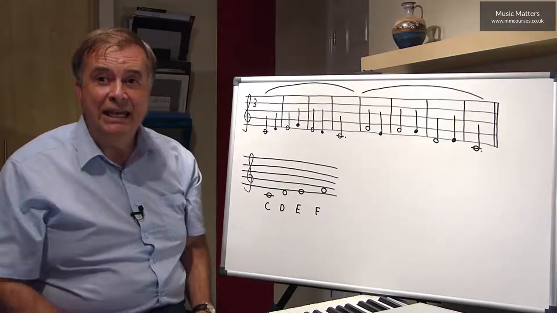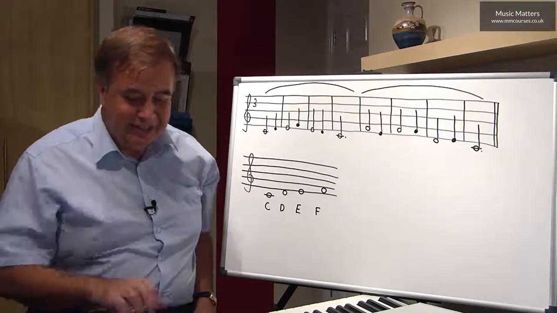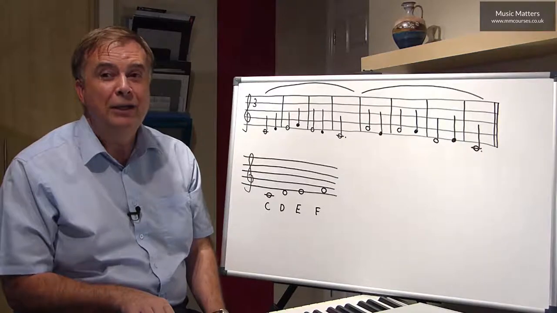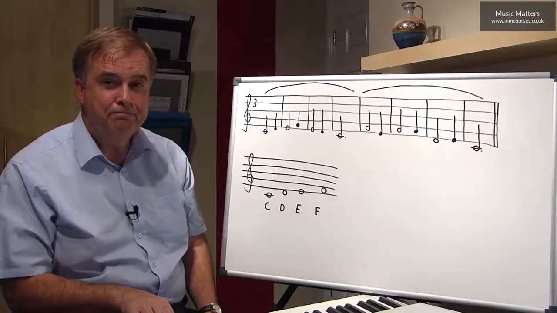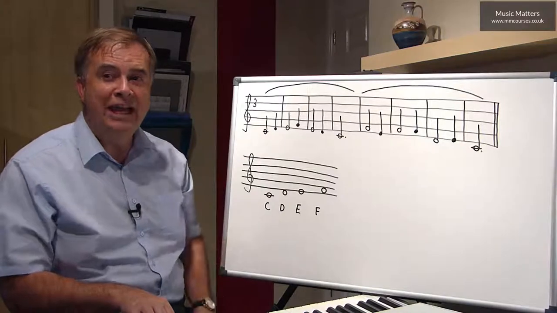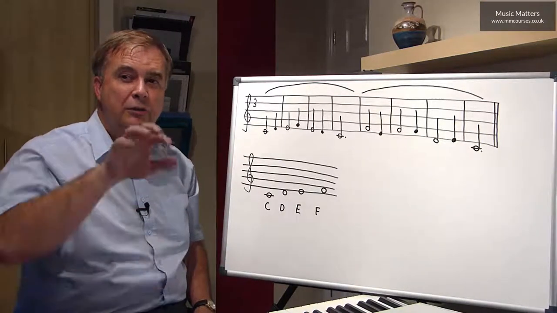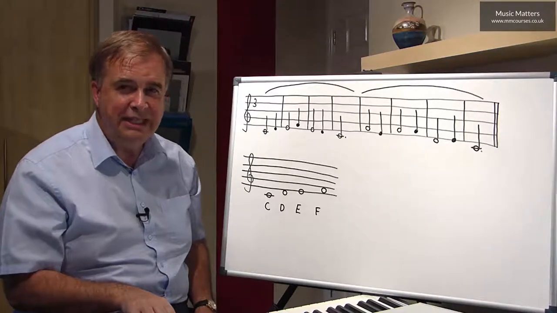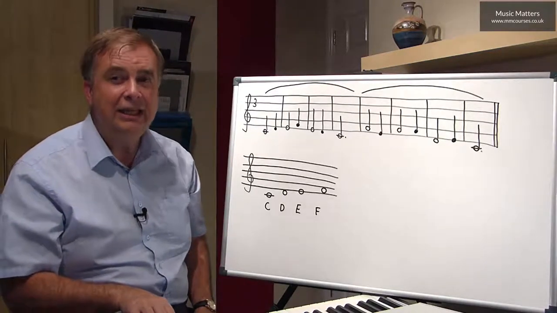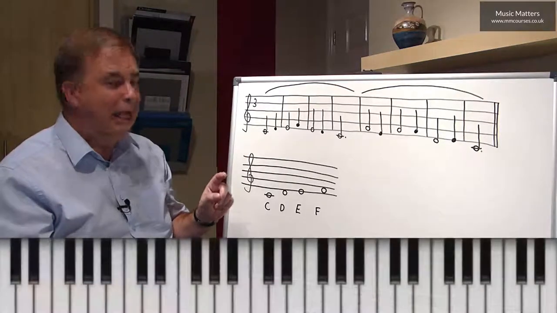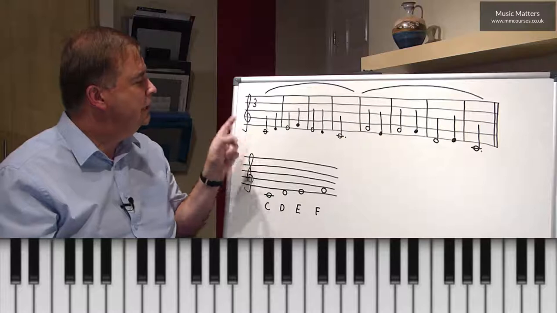Okay, let's see if we can put the whole thing together. So we're now going to play the notes, and we're going to try and play it with the right rhythm as well. So I'll count three. Are you all set? Right hand at the keyboard, ready with your thumb on middle C, finger two over D, finger three over E, and finger four over F. I'll count three in. One, two, three.